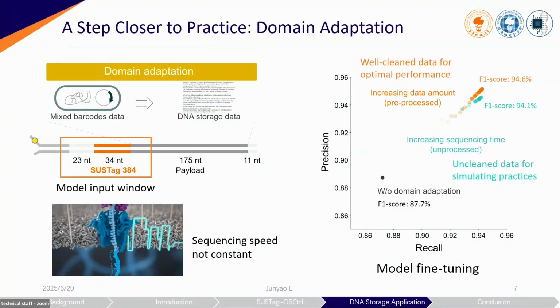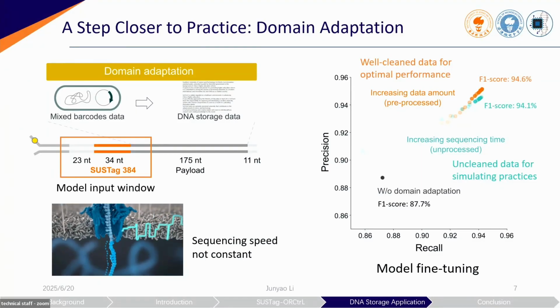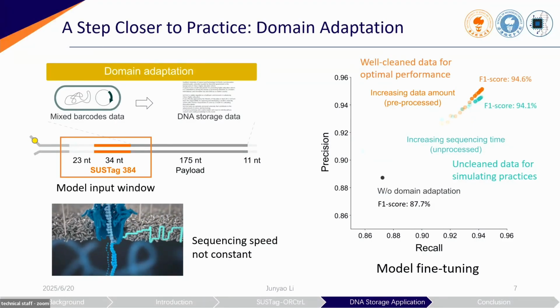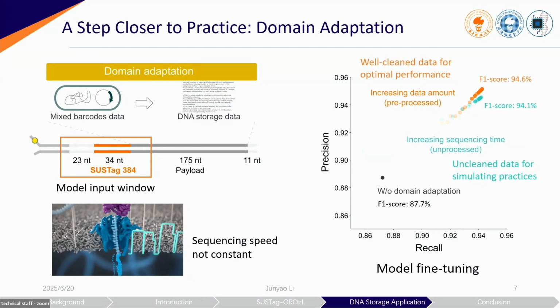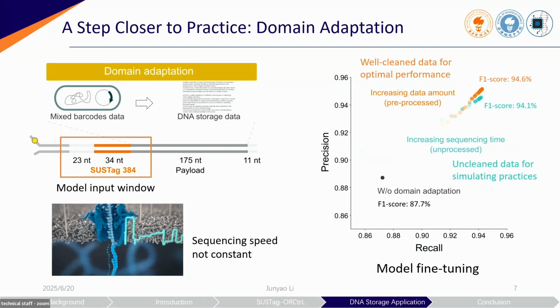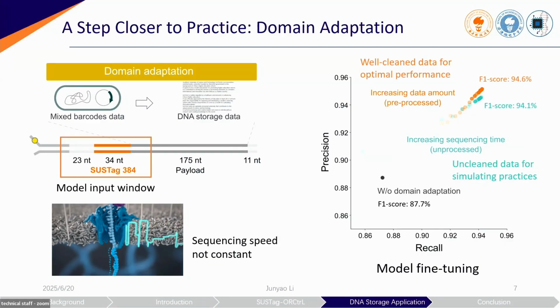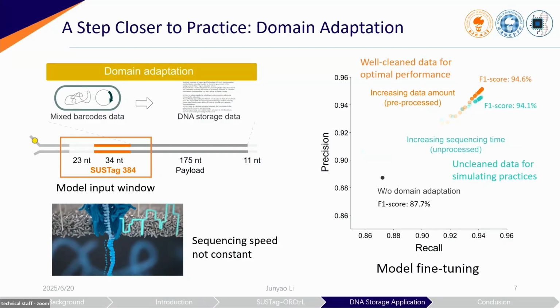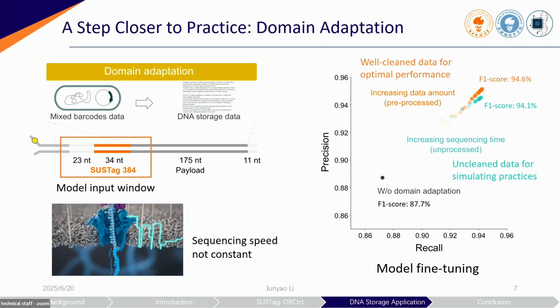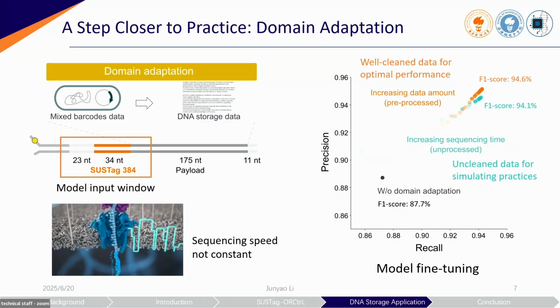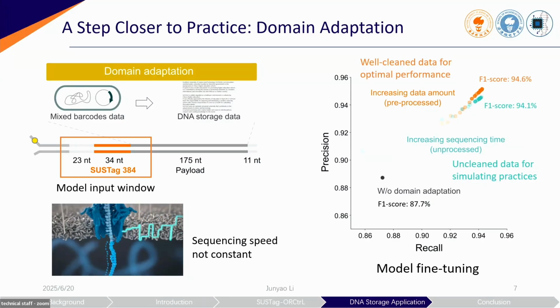Let's see the effect. Without any domain adaptation, the model's performance drops significantly to about 87 F1 score, and after some fine-tuning with the new data, we can see the model's performance is restored and it achieves over 94% F1 score.